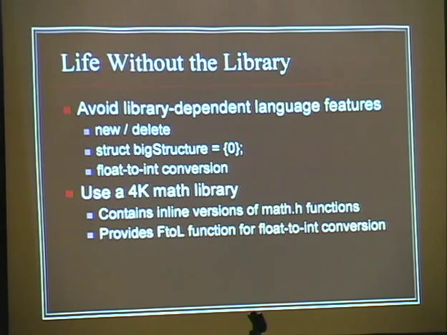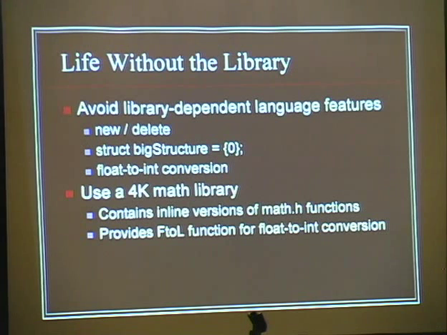If you don't have a standard library, there are some tricks you have to do in order to code in C. You can't use library features like new and delete. Sometimes, if you have a big structure and you set it to 0, the compiler will secretly call memset in order to do that. So you have to be very careful. Typically, the way you would handle that is by using static memory. I'll talk more about why that's good later. Also, a big one is that floating point to integer conversion uses a routine in the standard library. So if you cast a float to an int, you have an explosion.